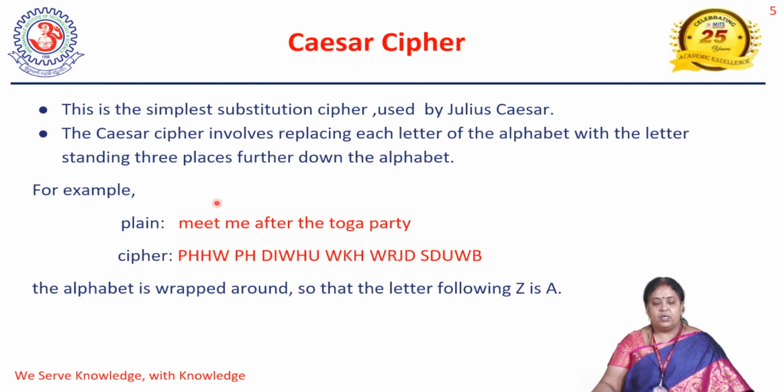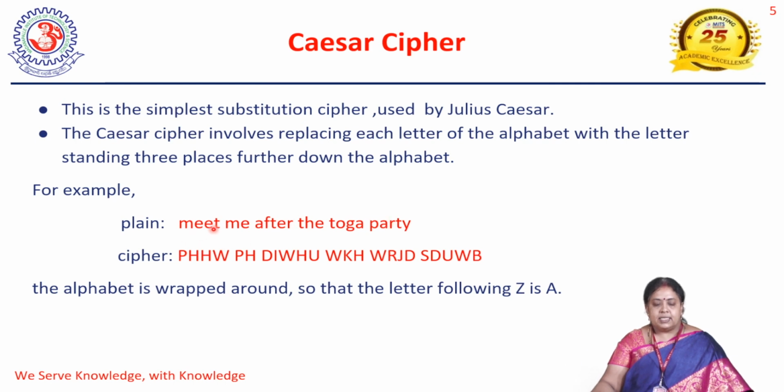That means, for example, in the plain text there is a letter A. A will be replaced by D. That means we are going to leave two letters after A and then we go for the next letter. By seeing this example, we can come to know. The plain text is meet me after the toga party. So what are the plain text letters?